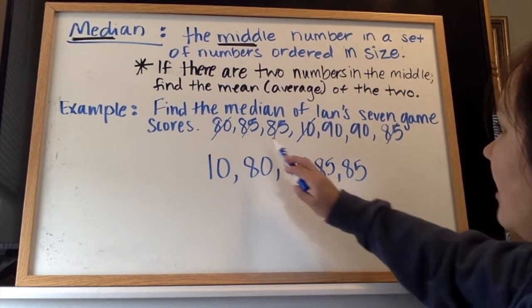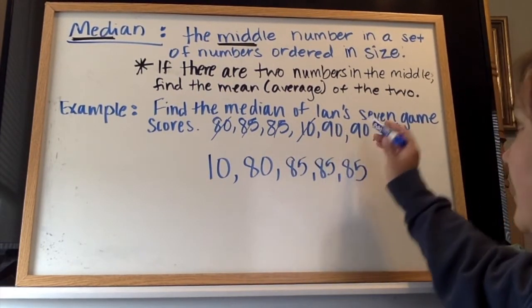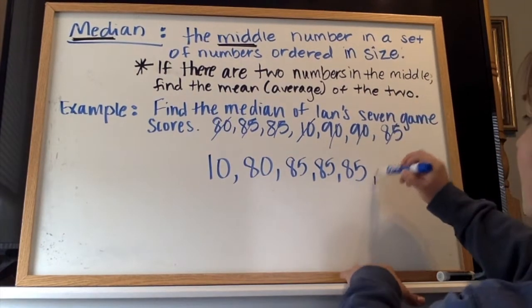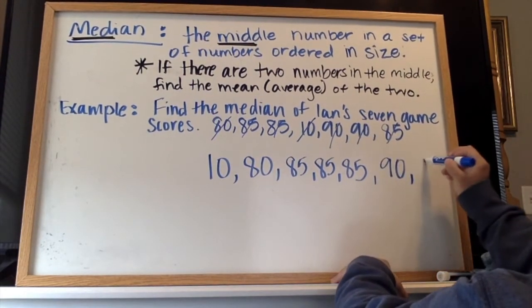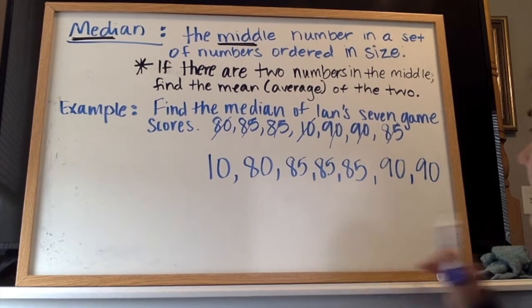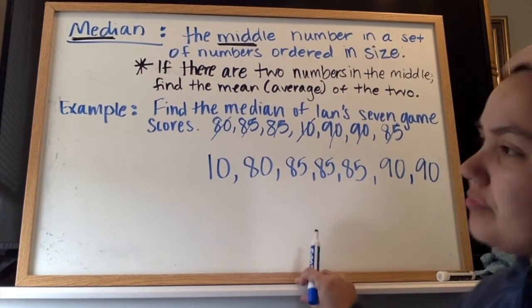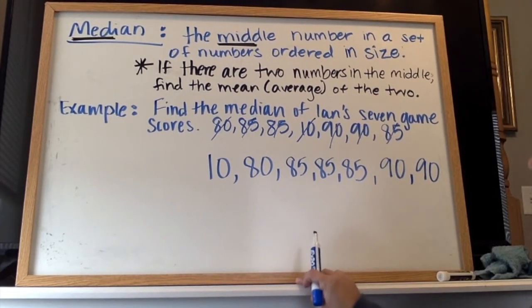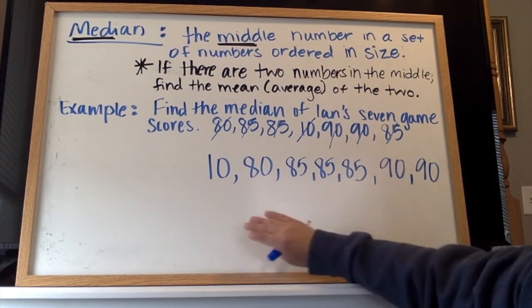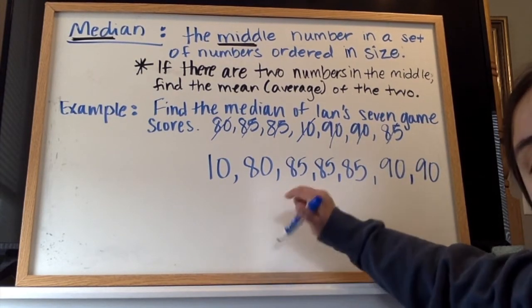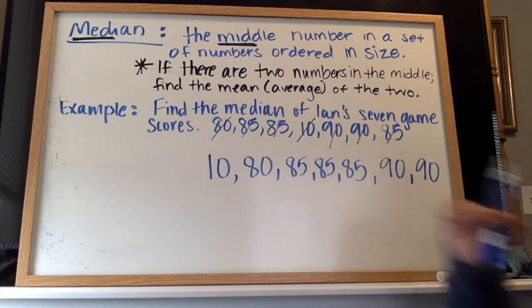Okay, and then 2 numbers left. I have 2 90s. Okay. If you ever have to go to the second line, just remember what order you put them in, okay?